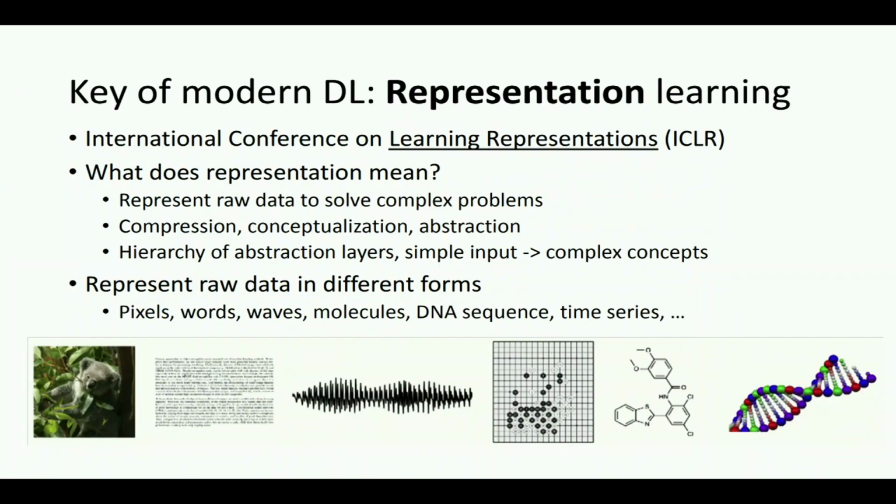And then the raw data comes in very different forms. If you do NLP and computer vision, they usually come as a two-dimensional grid or a one-dimensional sequence. But in biology, there are also similar types of data, but also data that are more flexible, like graphs.